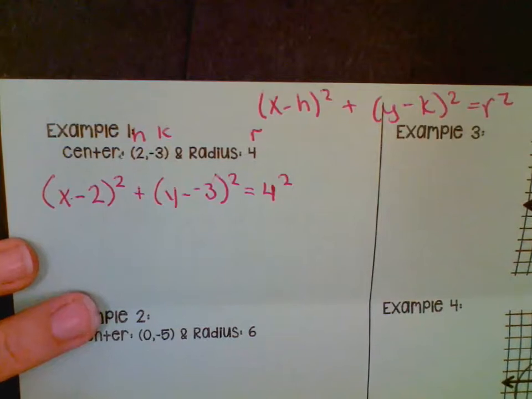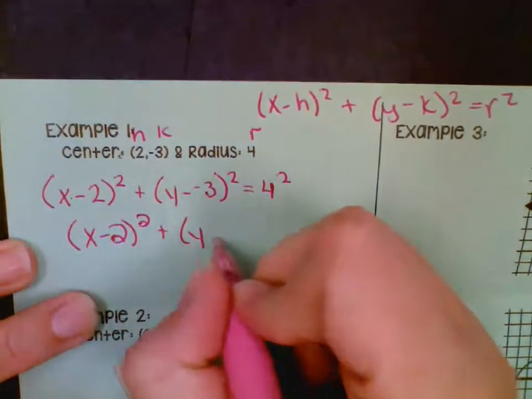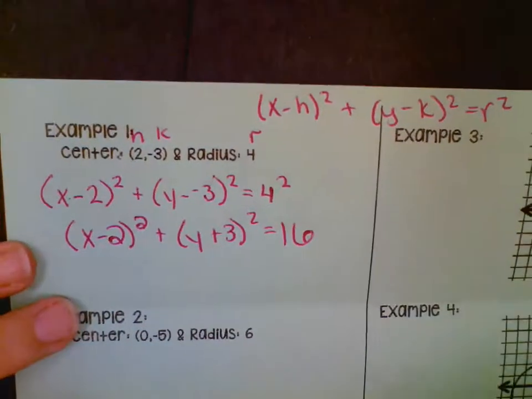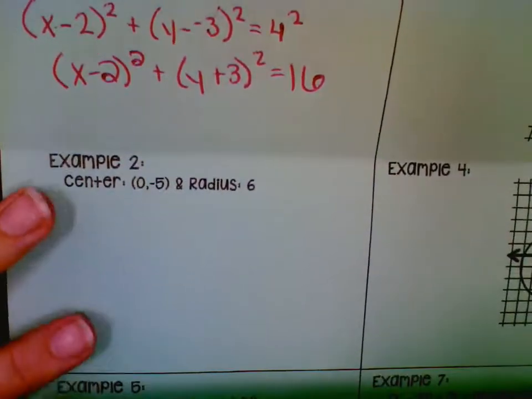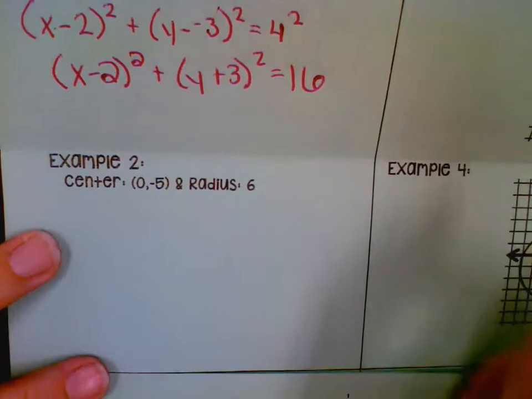So from there, on this one, we're just going to clean it up a little bit. So it would be (x - 2)² + (y + 3)² = 16. And that's it. That's the equation of that circle. So why don't you pause and try example 2? You're doing the same thing. You're writing the equation.